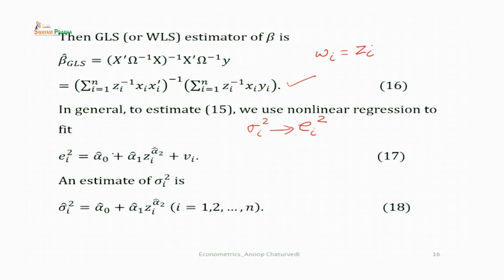And once we estimate alpha naught hat, alpha 1 hat, alpha 2 hat from here, then an estimate of sigma i square is sigma hat square i is equal to alpha naught hat plus alpha 1 hat z i to the power alpha 2 hat for all i equal to 1 to n. So, this is how you can estimate sigma hat i square.